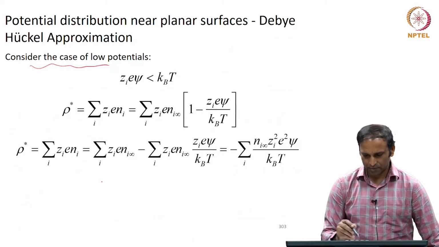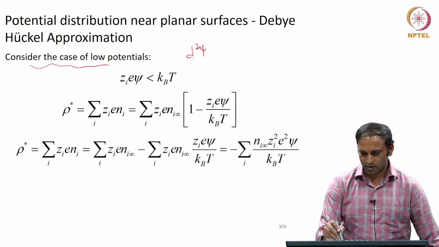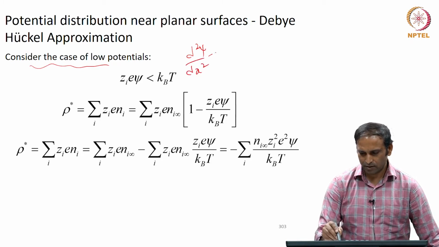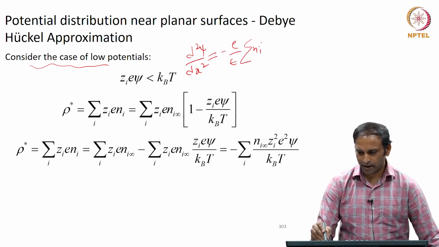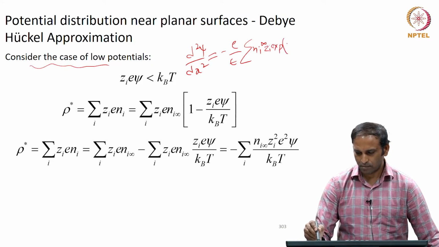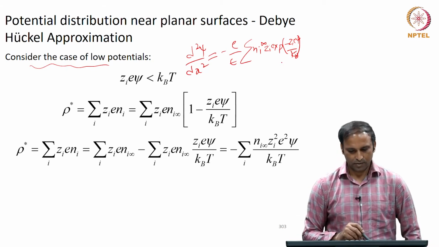Okay, let me write that up. So, this is d square psi by dx square, right, is equal to minus E by epsilon sigma Ni infinity into Zi exponent minus Zi E psi divided by kBT, right. That is what we had derived, right.